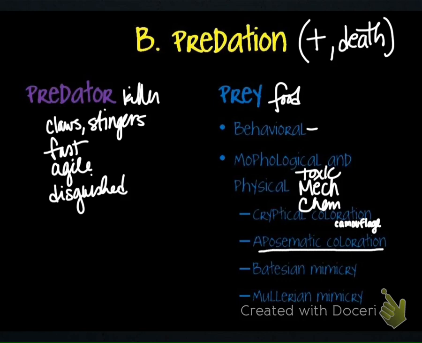Aposematic coloration. This is warning colors. Like a poison dart frog. They're usually really brightly colored, and bright colors on animals in nature tends to be a warning sign.